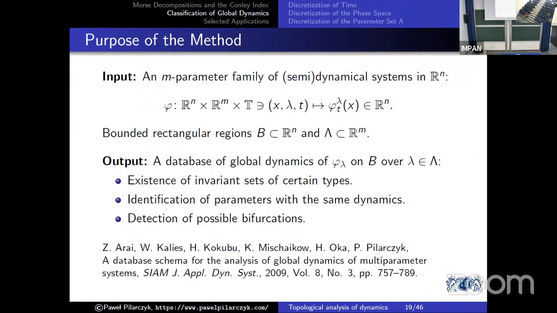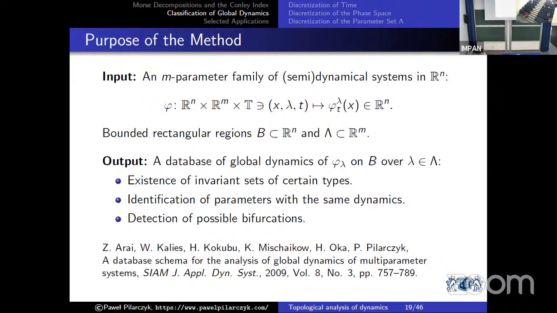We have some bounded rectangular region in Rn. This is the phase space, some section of the phase space. We want to have it bounded because we want to do the computations using the computer, so we don't want any infinite numbers involved here. We have a bounded interval for each parameter. So if you have n parameters, we have a rectangular box that contains all the possible parameters.